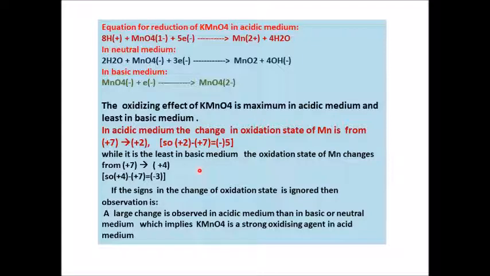You will say how? +7 has gone to only +2. That means Mn itself has got reduced, but it has lost its electrons to the oxygen atoms, and from there, the number of oxygen atoms liberated is highest in case of acidic medium. 5 nascent oxygens are liberated and only 3 in case of basic medium or neutral medium.